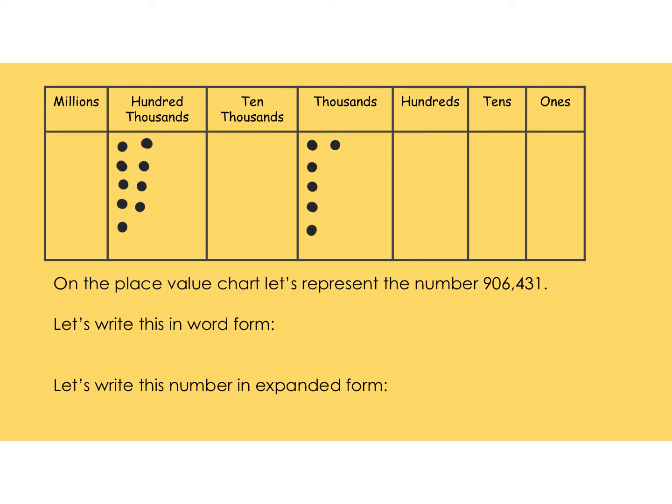Now we're going to go over to the hundreds. We have 4 ones, and we have 3 tens. We have 1 one. That's how we represent this number on the place value chart.